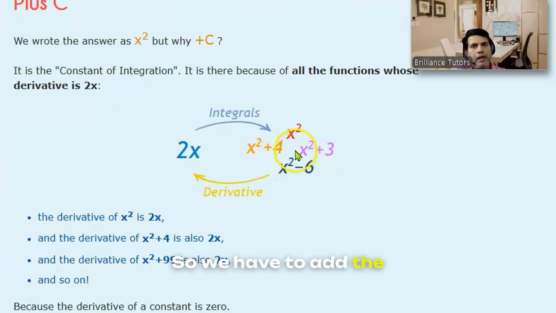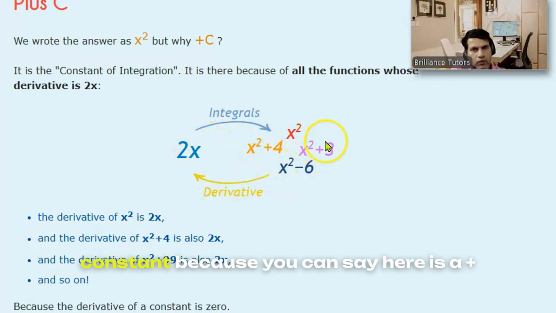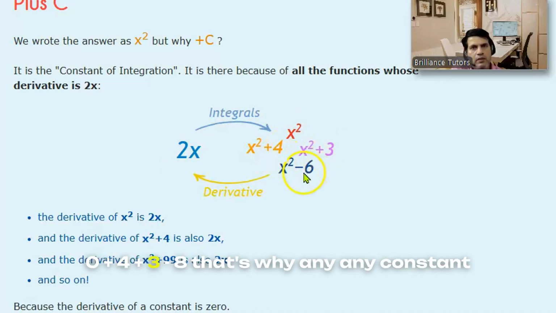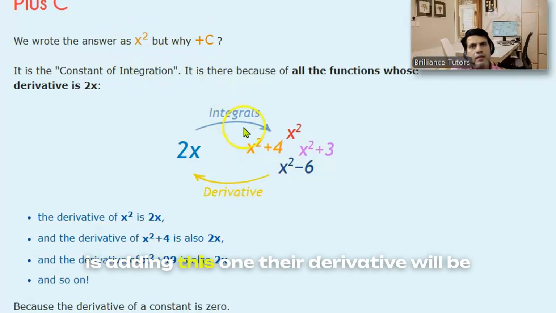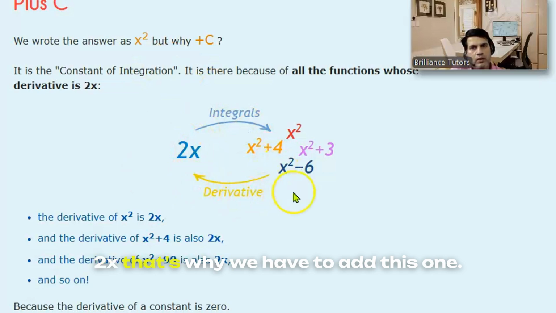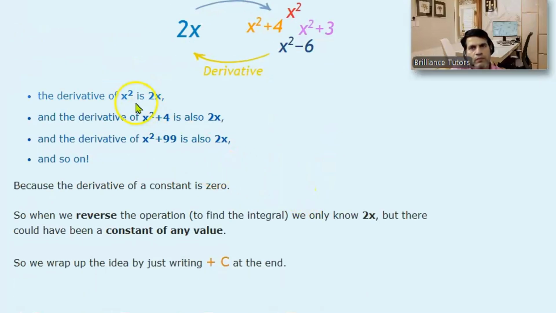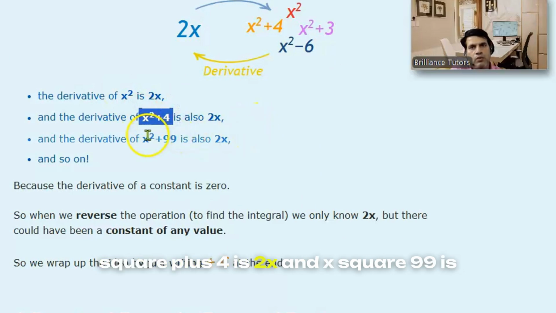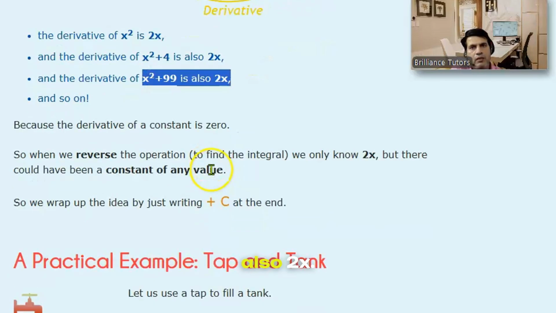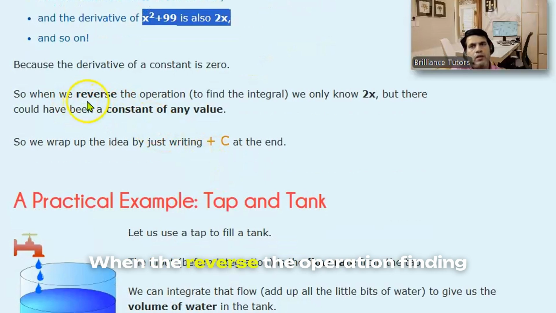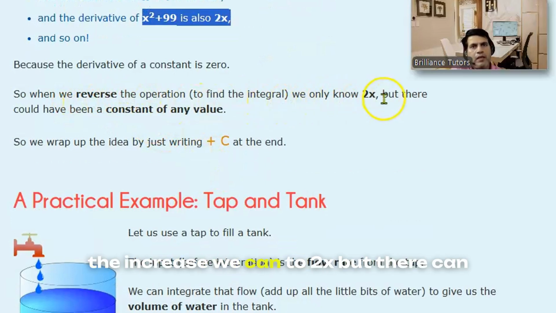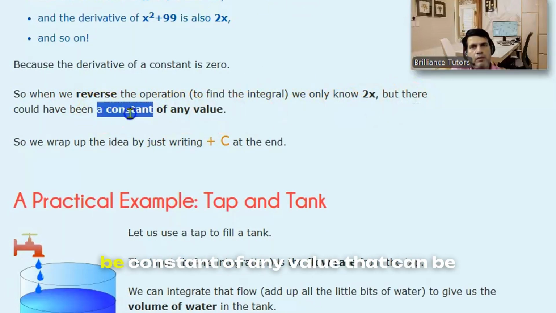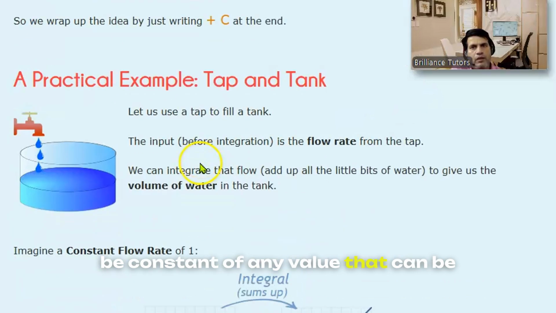So we have to add the constant, because you can have plus 0, plus 4, plus 3, minus 6. Whatever constant is added, the derivative will be 2x. That's why we have to add it. The derivative of x square is 2x, x square plus 4 gives 2x, and x square plus 99 is also 2x. When we reverse the operation, finding the integral of 2x, there can be a constant of any value.